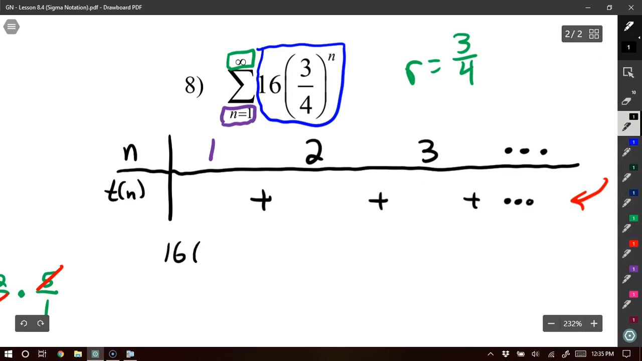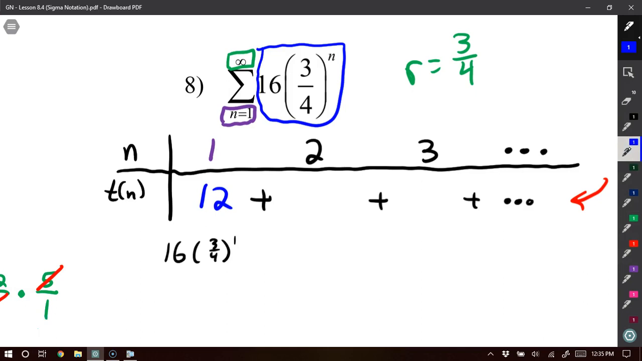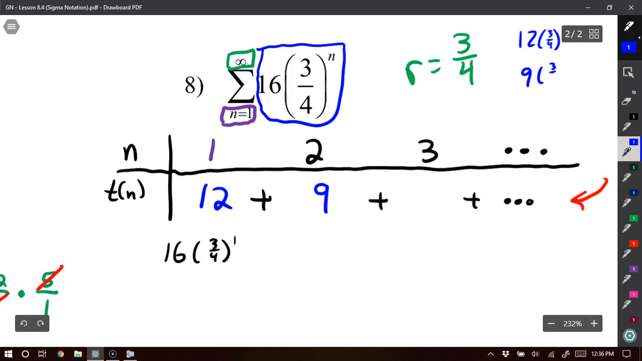I have 16 times 3/4 to the first power. That gives me 12. Now what I can do is I can take 12 times 3/4 on it. That's going to give me 9. And I can take 9 times 3/4 in order to generate that. And that's going to give me 27 fourths. 9 times 3 divided by 4.